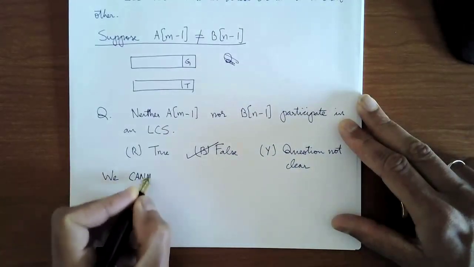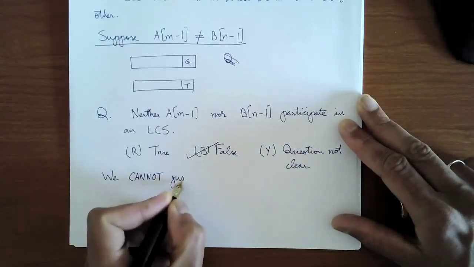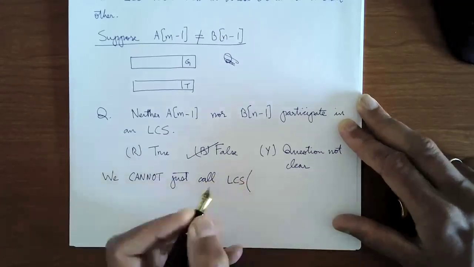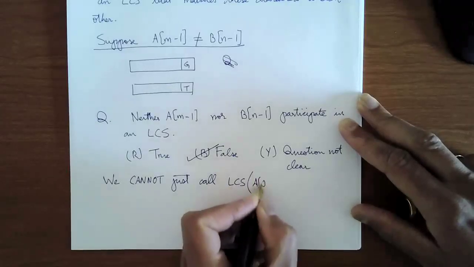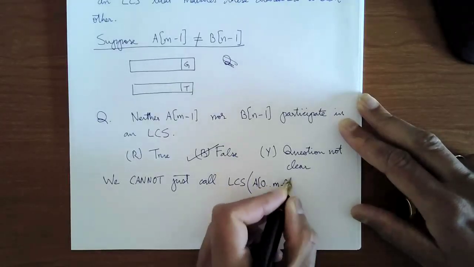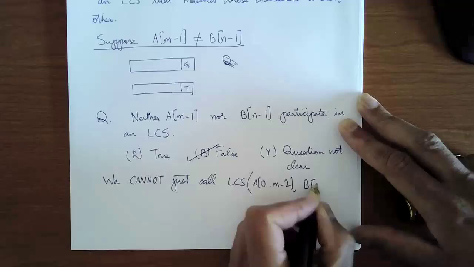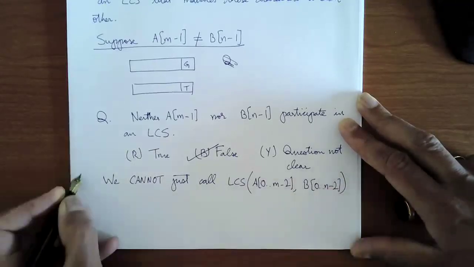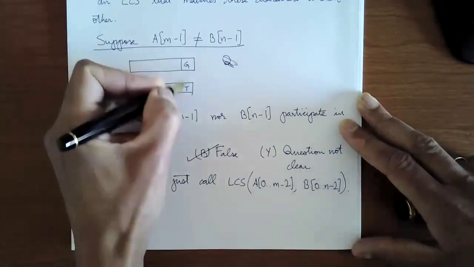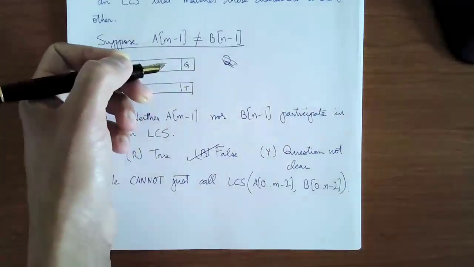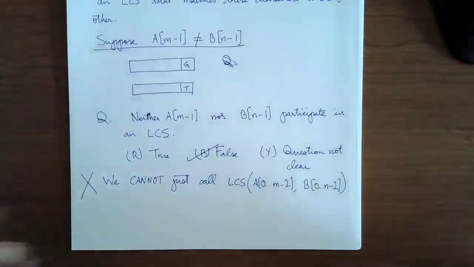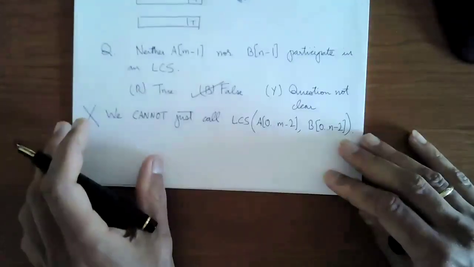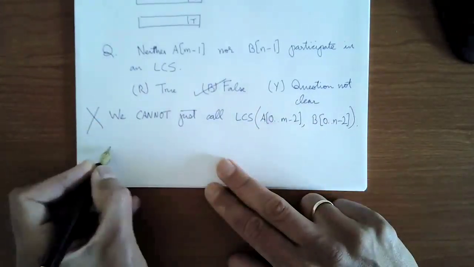So that's why in this situation, what this means is we cannot just call LCS of A going to m minus 2 and B going to n minus 2, right? This would not work because we're dropping that last character and we might lose. So neither a_{m-1} nor b_{n-1} participate in LCS is false.